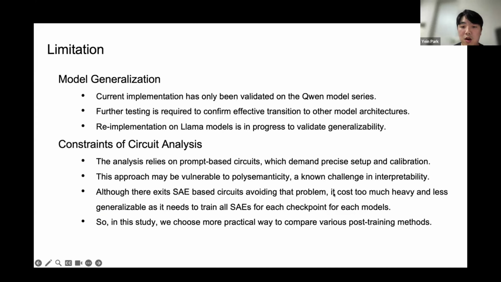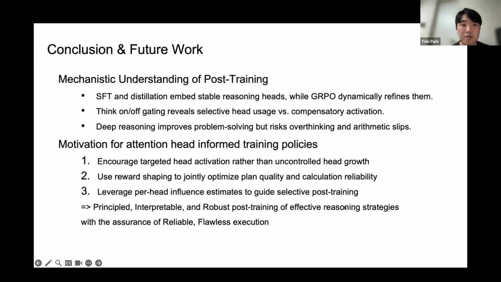And also, this approach may be vulnerable to polysemanticity, which is a hard problem of interpretability. And although there exists SAE, which means sparse autoencoder, a largely used method of interpretability, that we can use to construct circuits to avoid this polysemanticity problem, it costs too much, so this is why we use a more practical way to compare various post-trained models.